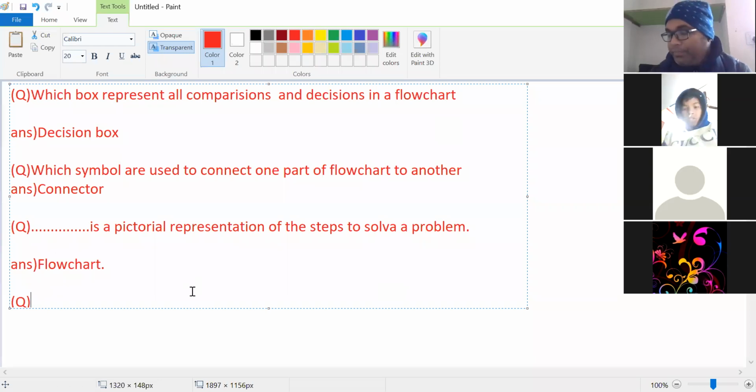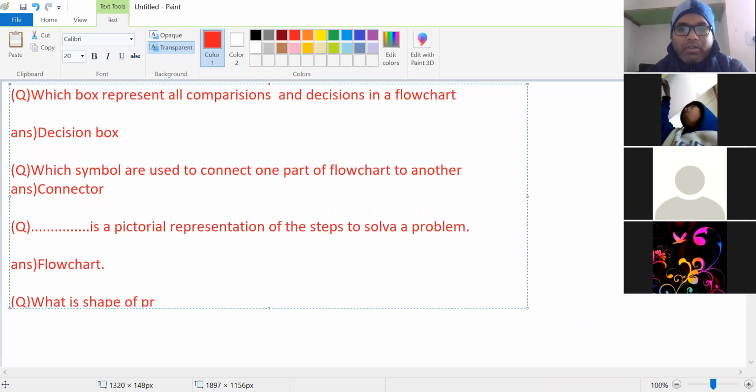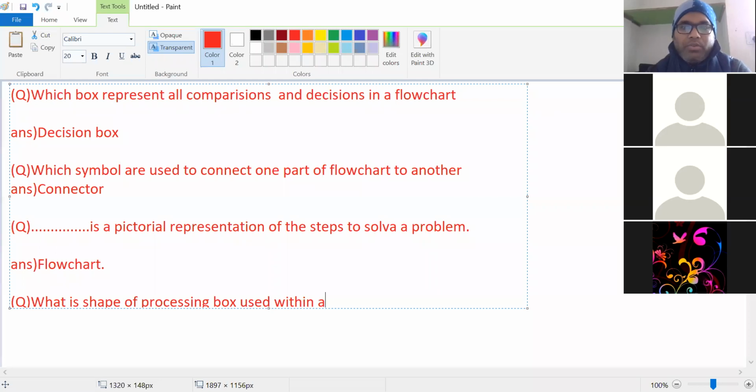Good. Flow chart. Now, what is the shape of the processing box used within a flow chart? Rectangle. So the answer is rectangle.